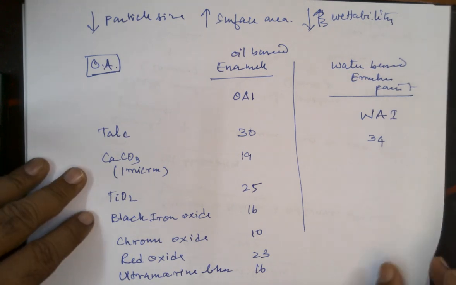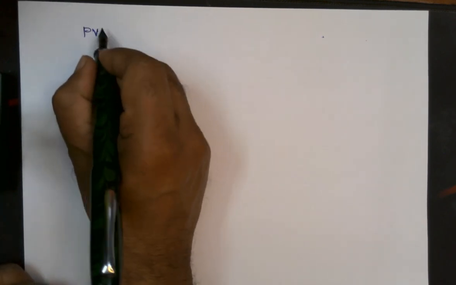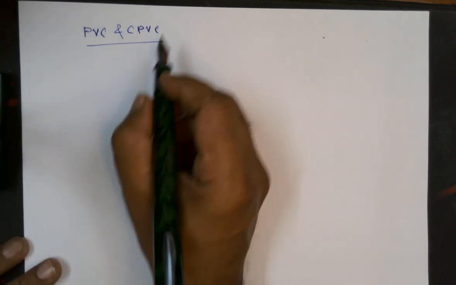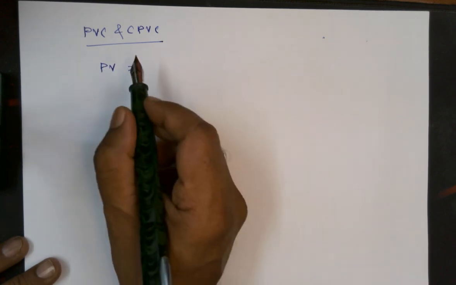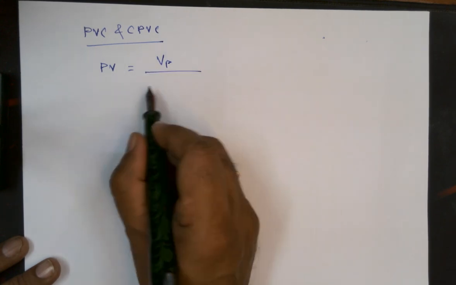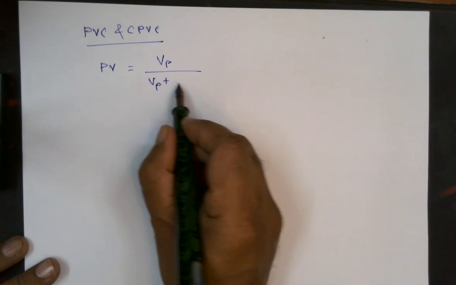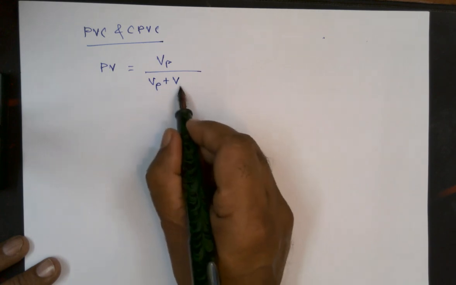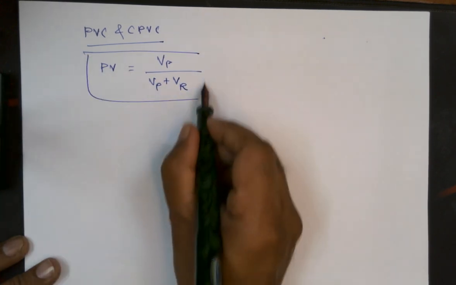Now let us discuss the pigment volume concentration. That is a very important parameter in paint formulation. PVC and critical pigment volume concentration. So PVC is nothing but the ratio between the volume of pigment divided by the volume of pigment plus the volume of resin. This is a very important formula.